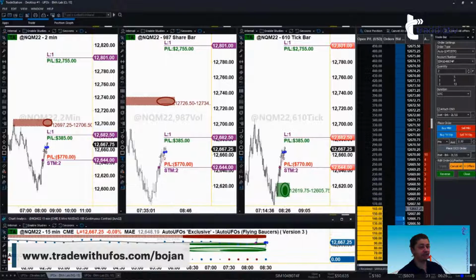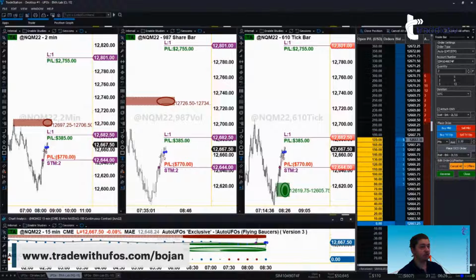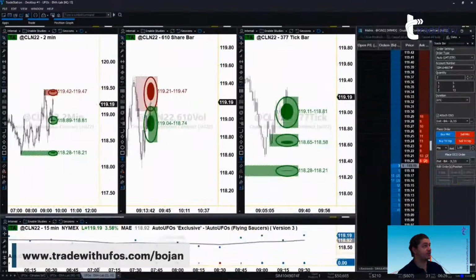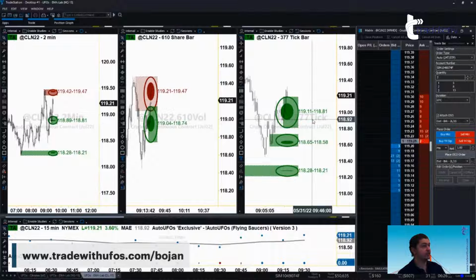So Nasdaq looking like it wants to hit that T1. We're going to see what's going to happen. Of course, the market is opening in 3 minutes and 40 seconds. So we're going to see how this pans out. Let's see if crude oil can potentially give us a chance here. 118.92 is here.